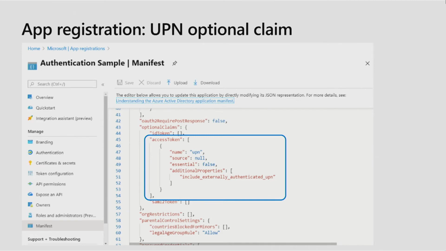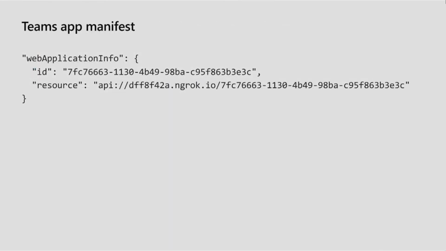Now in the Teams app manifest, I just added one section called webApplicationInfo and set the ID to the ID of the AAD app that I registered. And then I set the resource to the application URI of that AAD app.